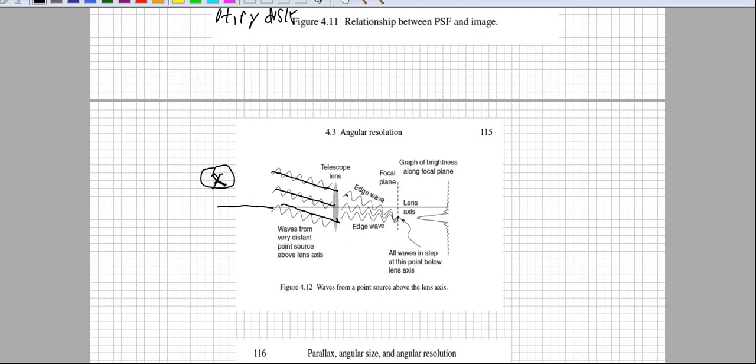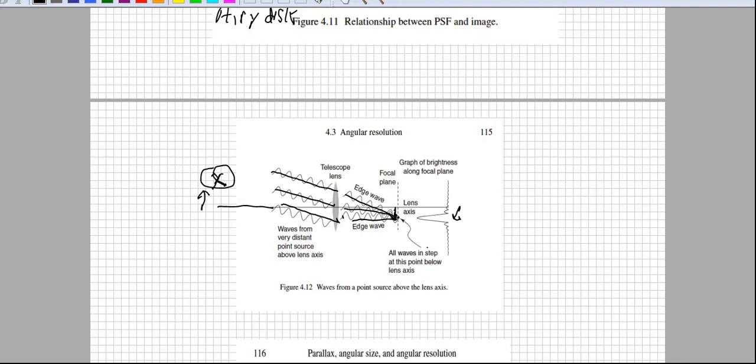So what does that mean? When the rays converge, the lens still does its job. It still brings them to a point, but that point is slightly below the lens axis. This is the reason that lenses produce inverted images. If the source is above the lens axis, the peak of the point spread function is below the lens axis.